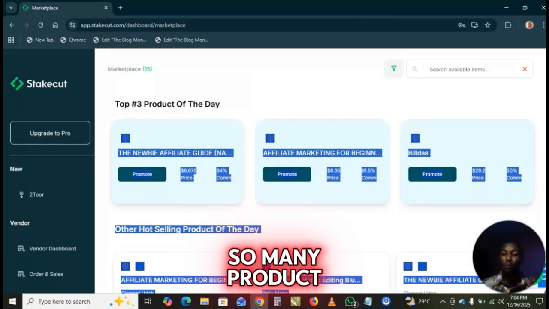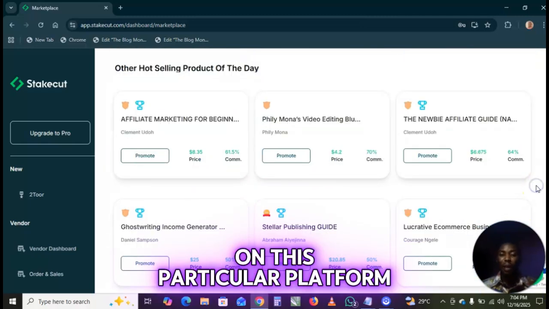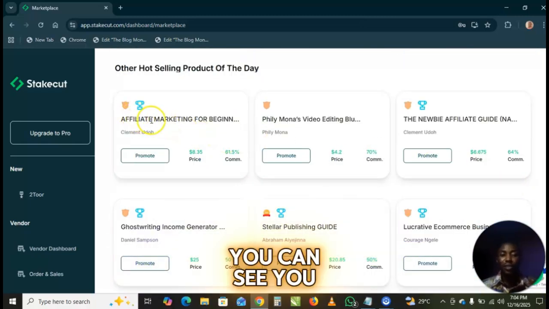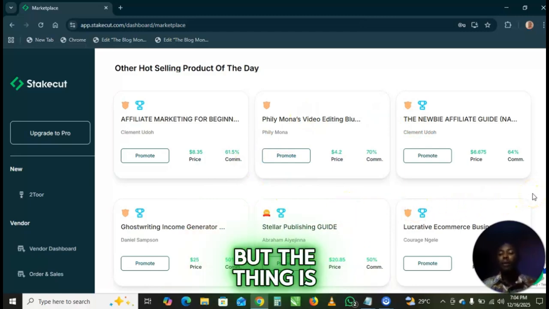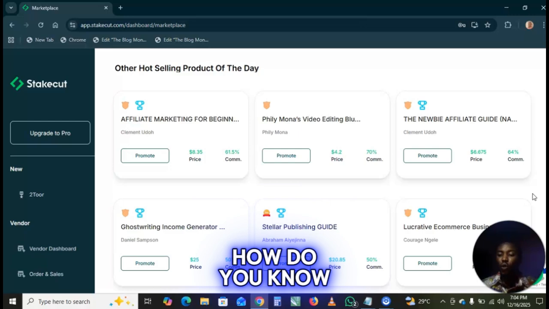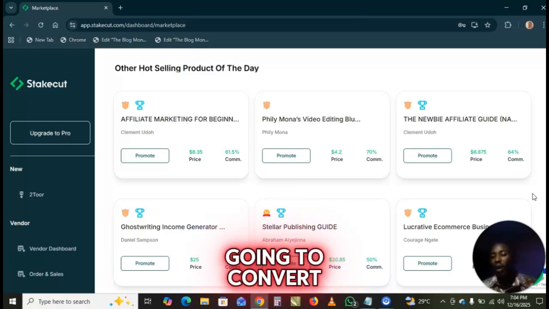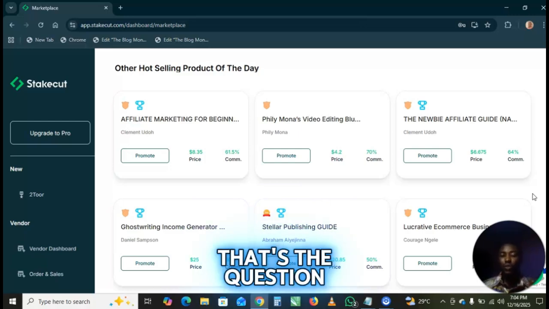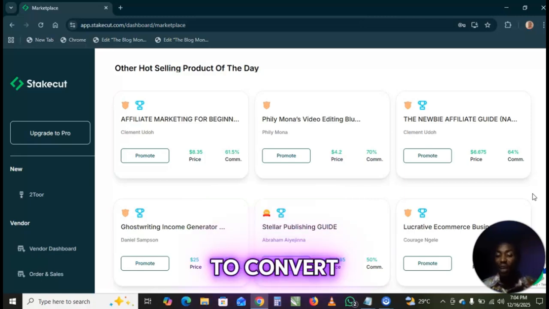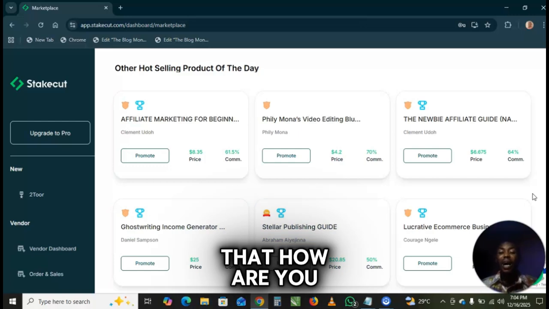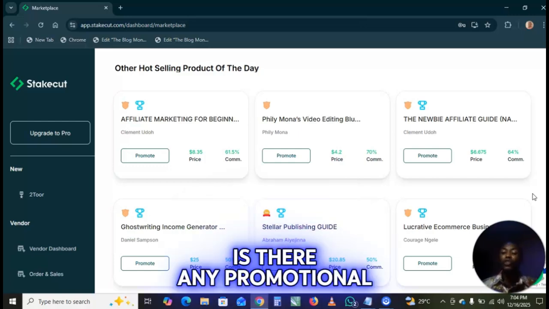There are so many products on this particular platform that you can promote. You can see this one at the top, and you can also see this one. But how do you know the course that is going to convert? That's the question. How are you going to know a particular course that is going to convert? And how are you going to promote it? Is there any promotional material for you?